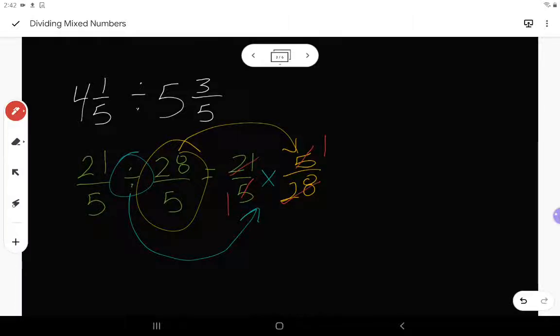21 divided by 7 is 3, and 28 divided by 7 is 4. So I'm left with 3 times 1, which is 3, and 1 times 4, which is 4. There we go, we get 3/4 as our final answer.